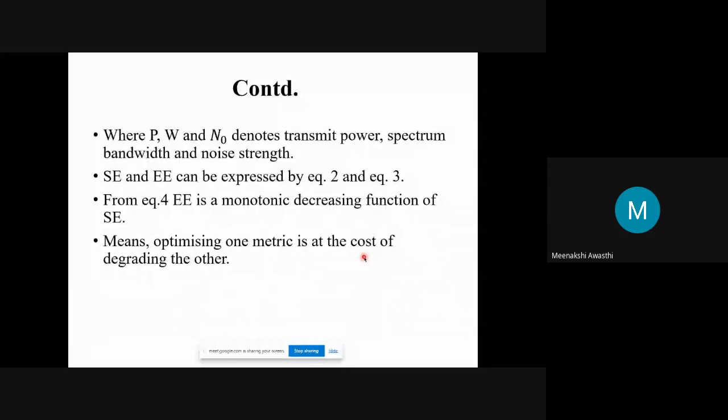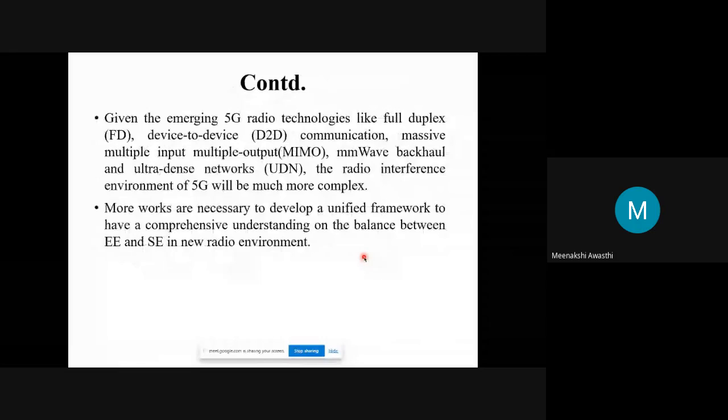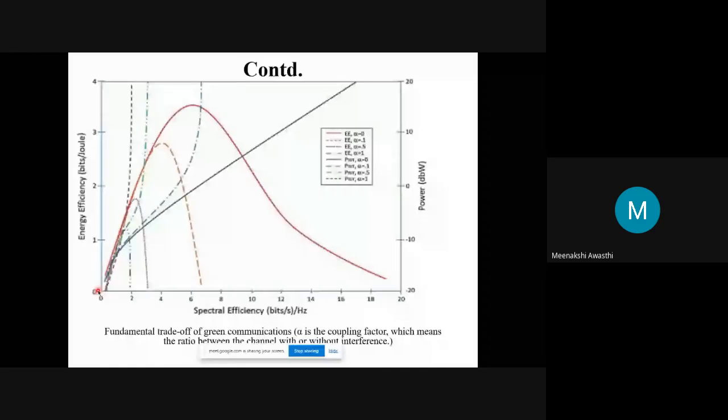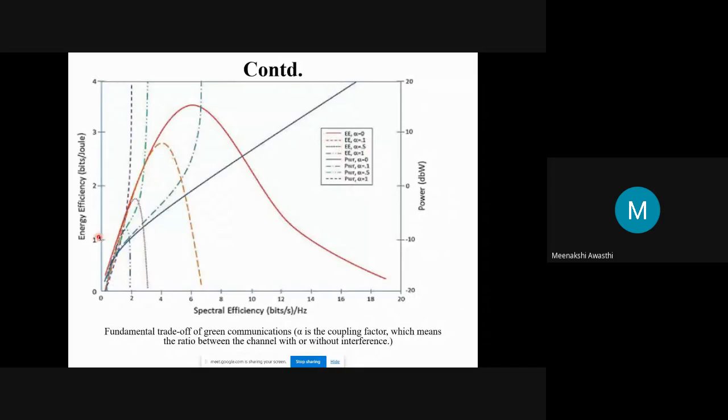So the point that comes out here is that if we increase the energy efficiency, then the spectral efficiency will decrease. With this illustration, you can see that we have shown results for different alpha, where alpha is the coupling factor, which means the ratio between the channel with or without interference. So for different alpha, I mean 0, 0.1, 0.5, 1, and so on, we have shown the relationship.